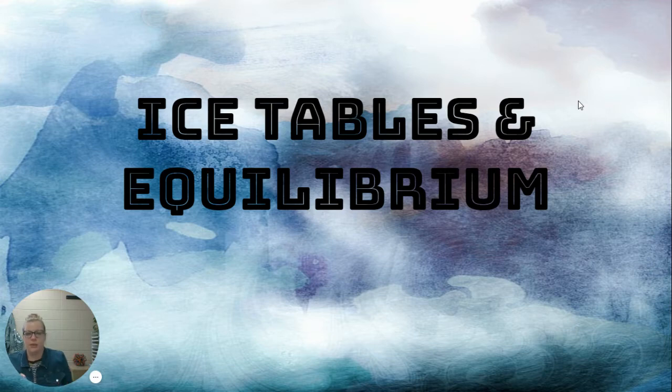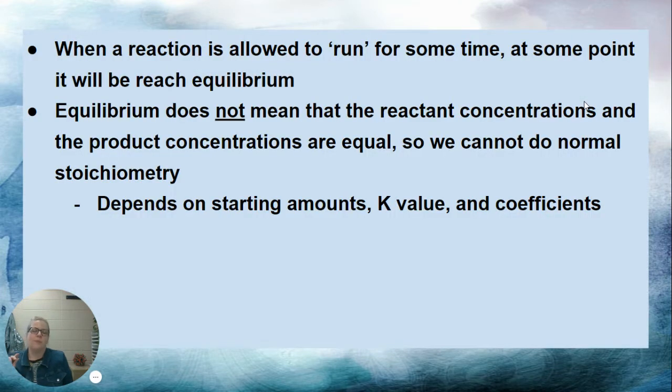So we will be spending a lot of time talking about this, and they are ICE tables and how they apply to equilibrium. So here's the deal. You generally can't do stoichiometry when we're dealing with an equilibrium problem. If we allow a chemical reaction to run for some amount of time, like give it minutes or whatever for it to do its thing, eventually, if it's a reversible process, it will come to an equilibrium.